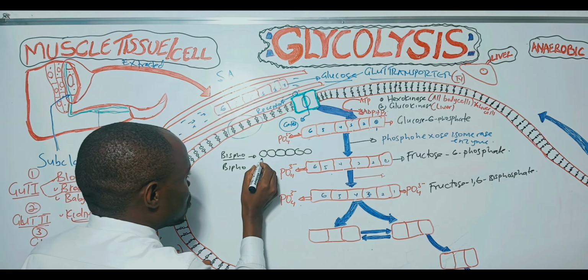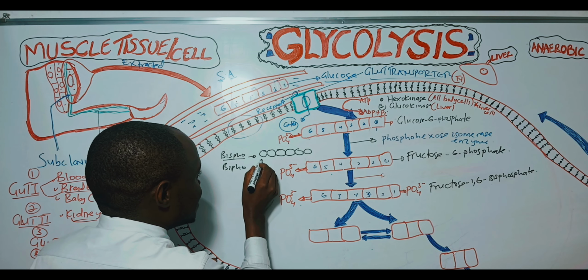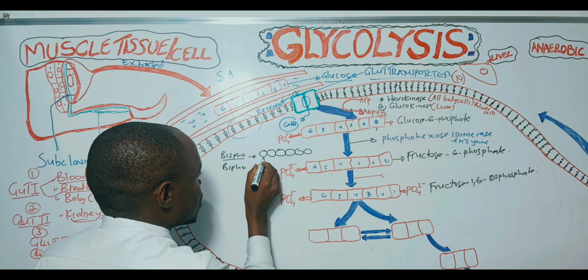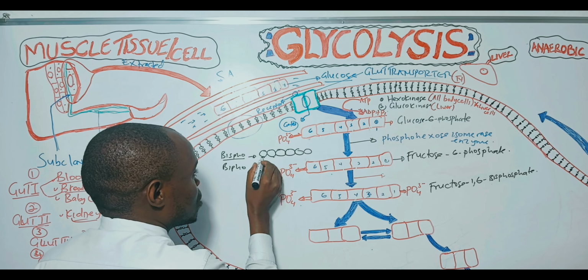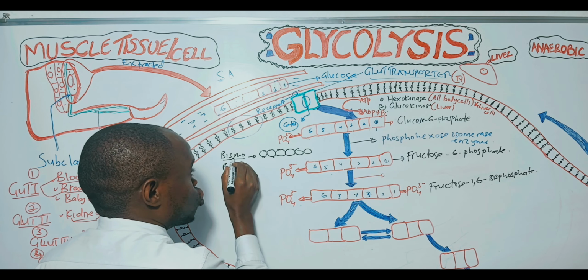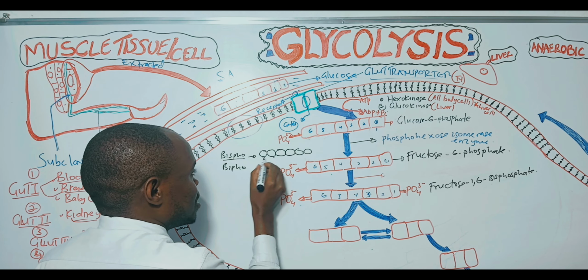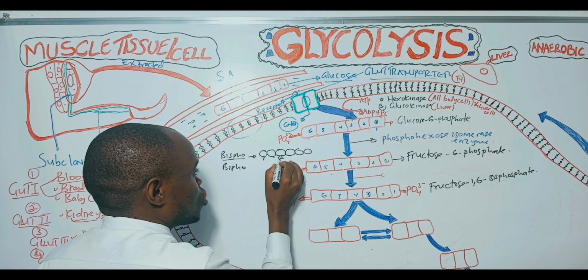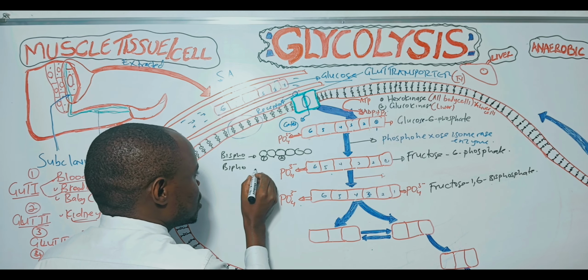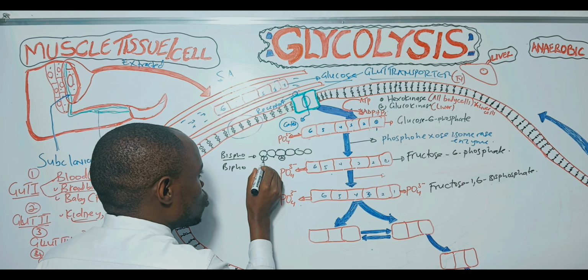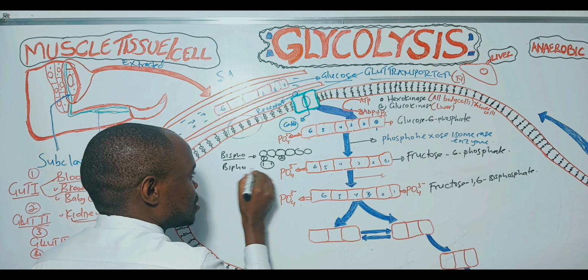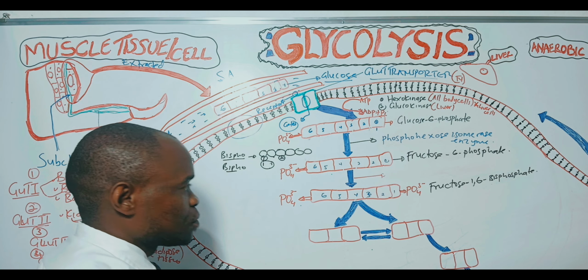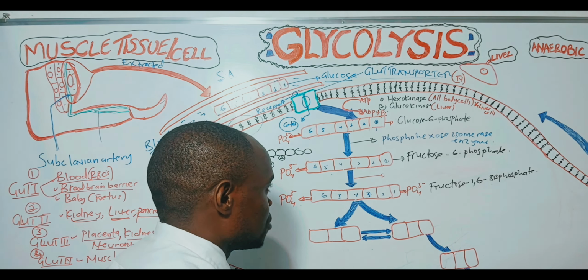Now, if the phosphate groups are not on the same carbon atoms, it is called bis. For example, one is here, another one is here. This is called bisphosphate. But if the phosphate groups, one is here, another one is here, just next to each other, this is called what? Biphosphate. Now, which enzyme is going to be involved here?